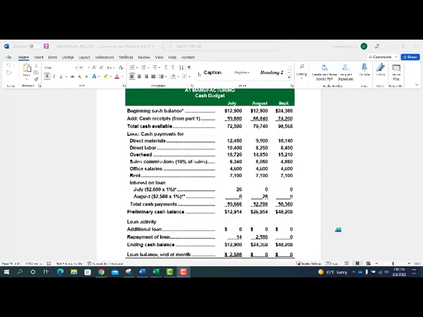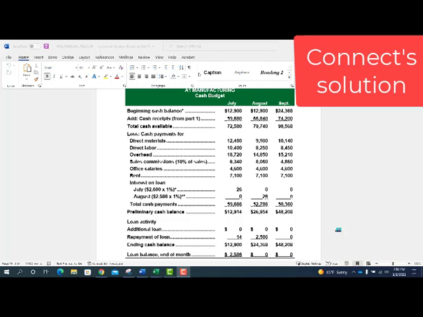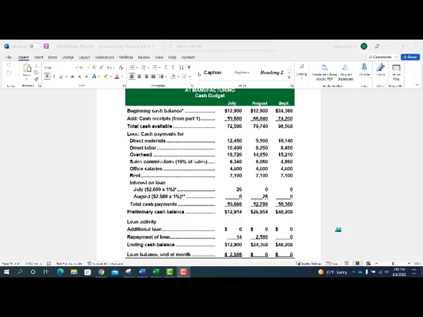I am aware that Connect shows the budget in a different format, so to wrap this problem up, here is the Excel solution. I prefer to see a much more summarized final cash budget, but I am providing the answer so that you have a guide to do your homework in the way that the author intended. That's about it on the cash budget.